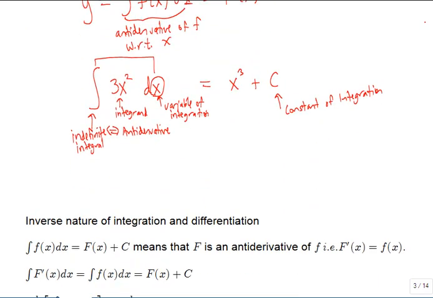So I could rewrite this same exact problem, but I could write it this way. The integral of 3y squared dy. And this is now telling me integrate this function with respect to y. So my answer would be, well, what function in terms of y's has as its derivative 3y squared? Well, that would just be y cubed plus c. So it's the exact same problem, but I just switched variables.